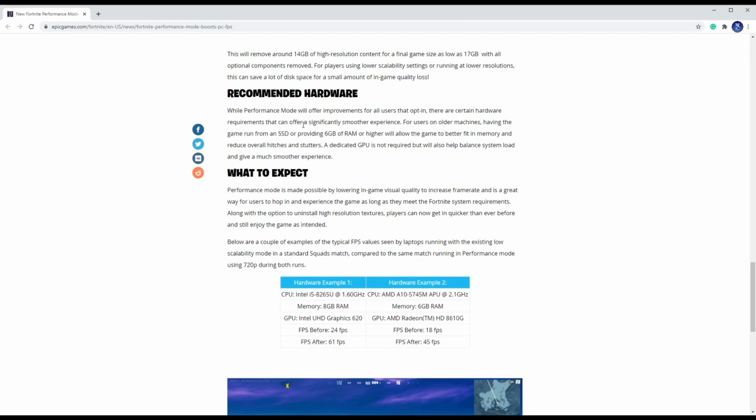Now, for recommended hardware, this is basically just talking about what you should have. And even though a dedicated GPU is not required, it helps the system balance your load.